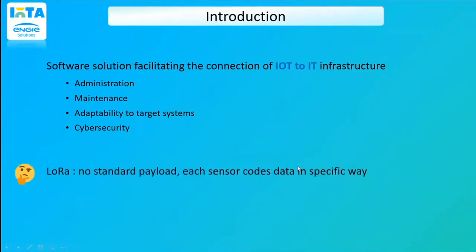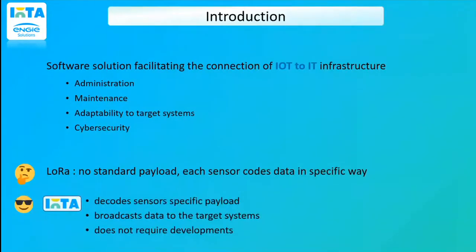LoRa is one of the main technologies in the IoT world, but a common problem is that there is no standard to code information. The sensors and the LoRa gateway transmit some raw data called payload, and each model of sensor decides which information to code and how to code it into the payload. In a classical LoRa infrastructure, the final recipient has to know how to decode the information. With the IOTA solution, this job is already done by IOTA.